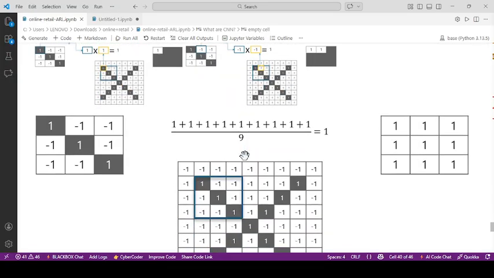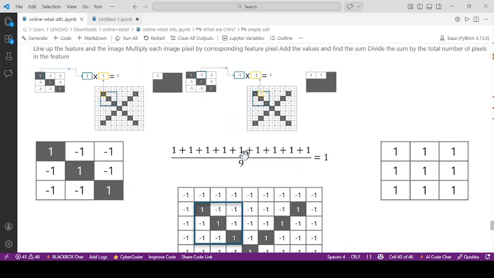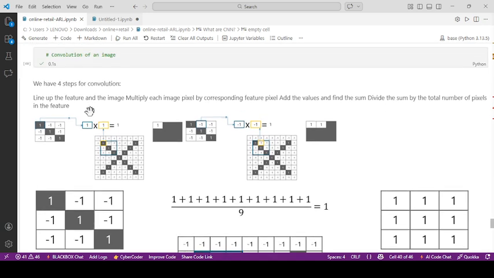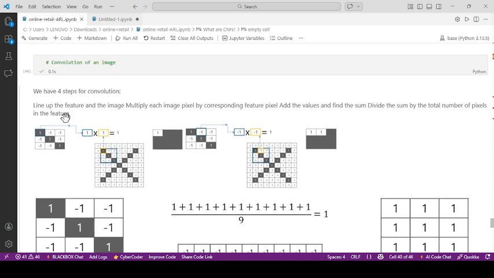You can observe here. First what we're going to do is line up the features and the image. So we are going to have these filters.